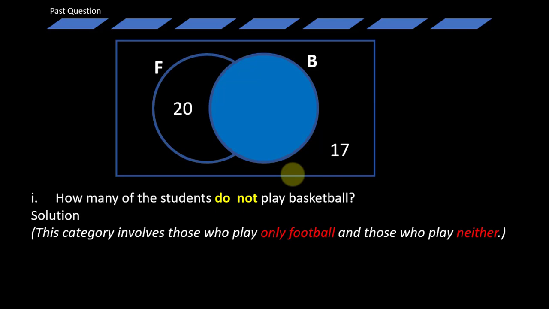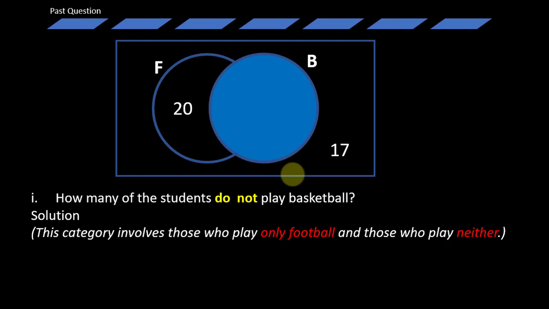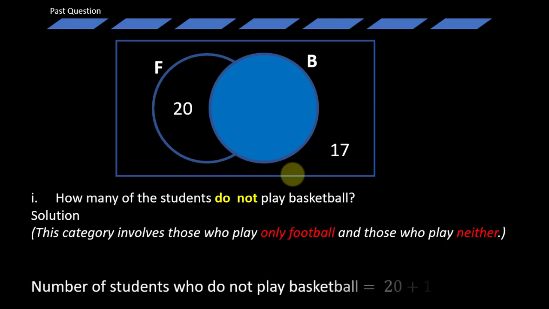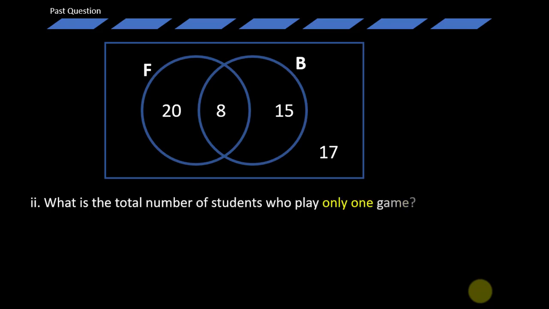Okay? So let's proceed further. Now, how do we solve that? Thus, the number of students who do not play basketball is simply equal to 20 plus 17. And that gives you 37. Okay, so in other words, 37 students do not play basketball. Okay, let's proceed further. Now let's look at the second part. They're saying that what is the total number of students who play only one game?